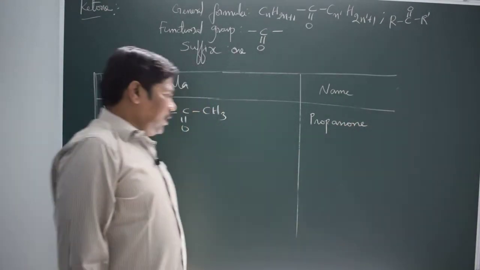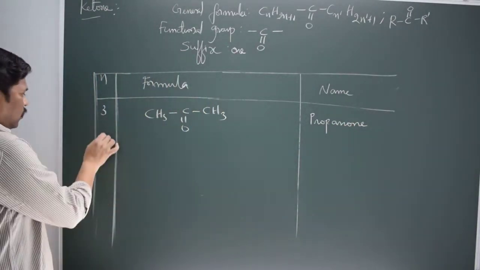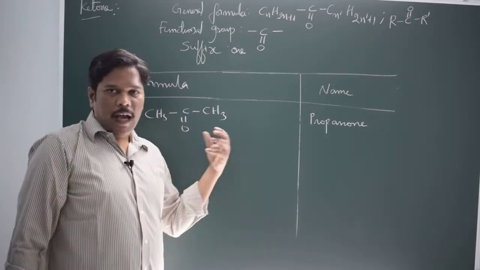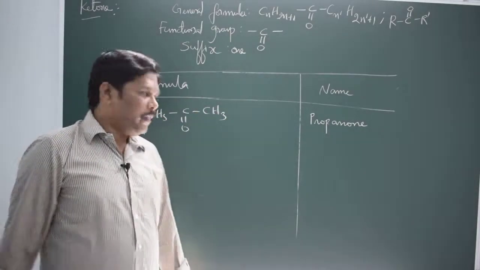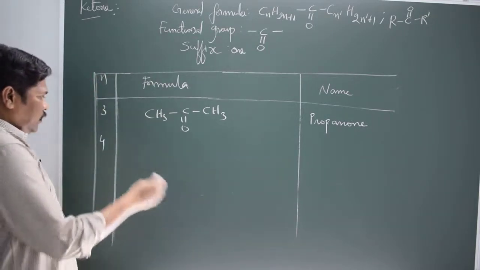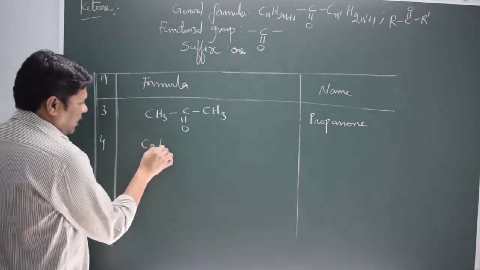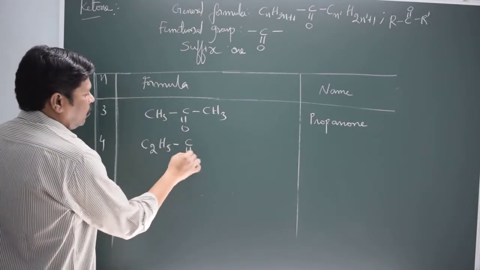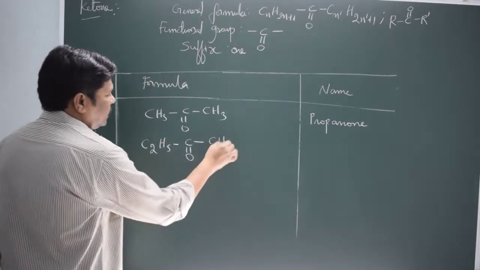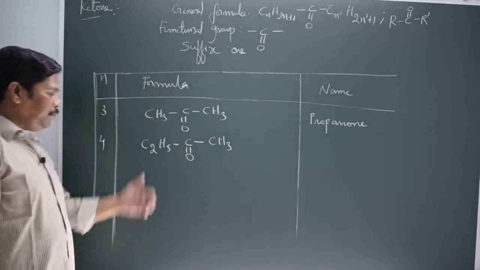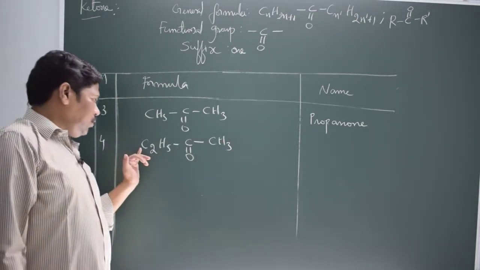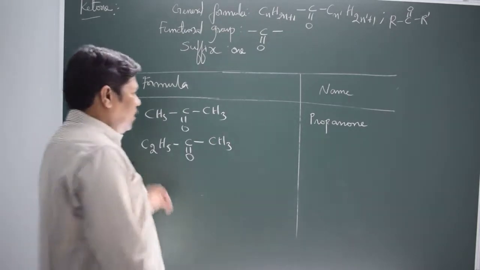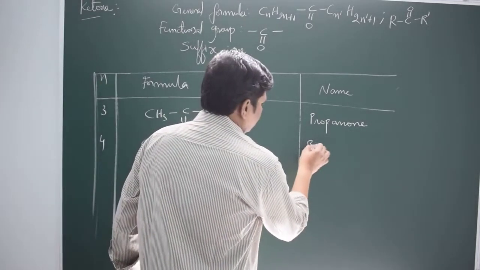Now what will be the butanone? So butanone, one group can be ethyl and the other one can be methyl. So I will write C2H5 this side, C2H5 ethyl, then C double bond O, then you will have CH3. C2H5 has 2 carbon atoms, then 3, 4. This is another ketone which is butanone.